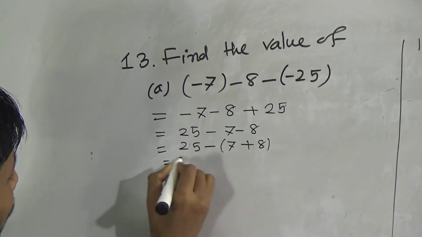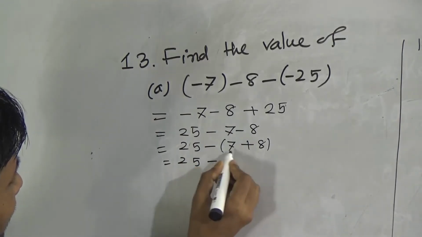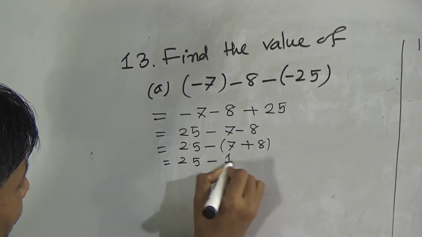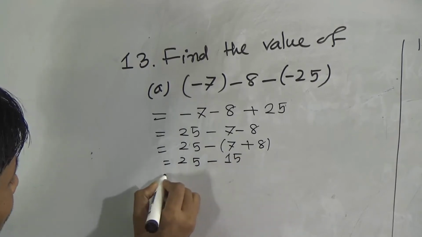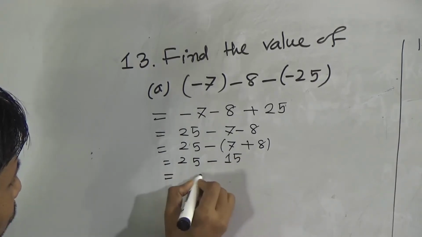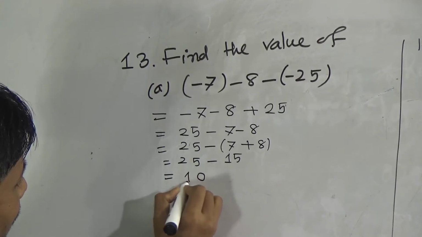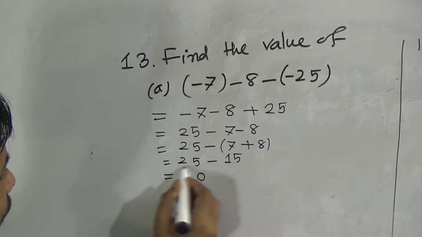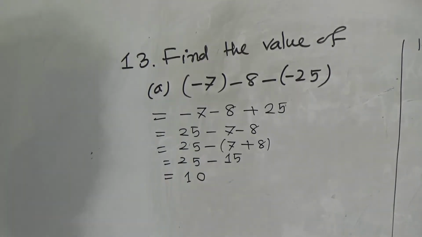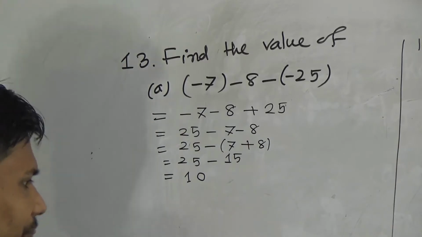This is equal to what? 25 minus 7 plus 8, we know 15. Now 25 minus 15, this is equal to what? 10. Right now, 5 minus 5, 0, 2 minus 1, that means 1. That means the value of minus 7, minus 8, minus 25 is 10.